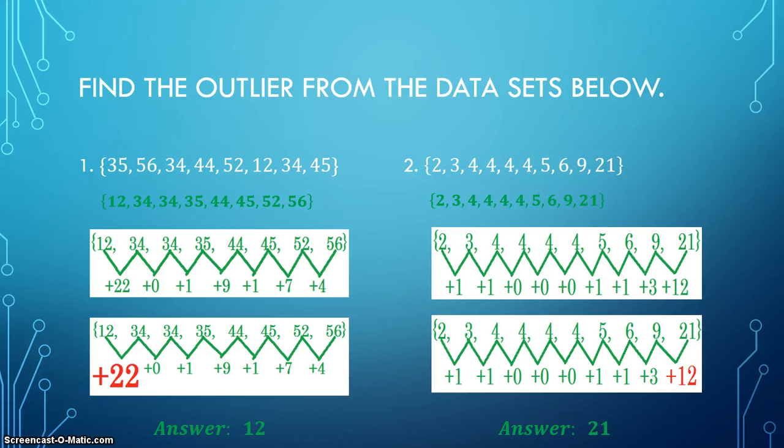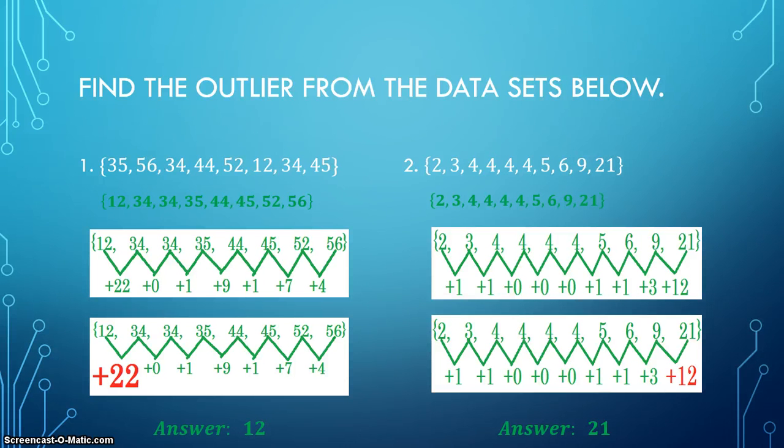Now that I've done that, I'm going to examine the spacing. As you can see, I have an image right below the ordered set where I do that. I see I have a plus 22, 0, plus 1, plus 9, plus 1, plus 7, plus 4. And for the second one, I have a plus 1, plus 1, plus 0, plus 0, plus 0, plus 1, plus 1, plus 3, plus 12.